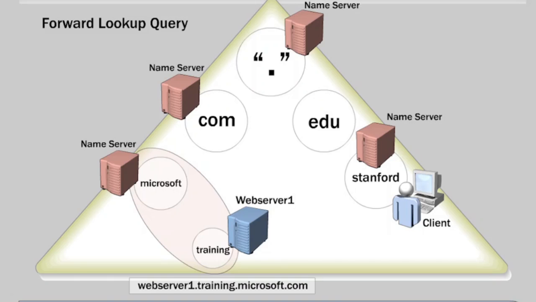The local name server passes the IP address for webserver1.training.microsoft.com to the client. Then the client establishes a TCP/IP connection with Web Server 1 and data can be transmitted. A local name server may send out numerous queries to finally resolve an FQDN to an IP address.